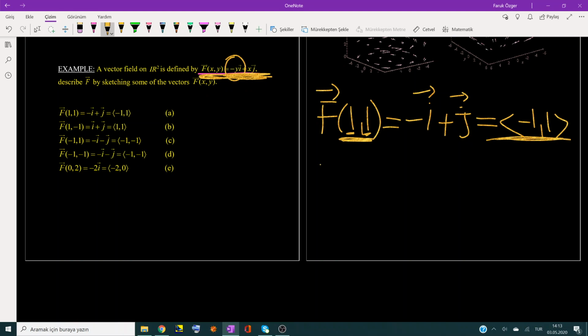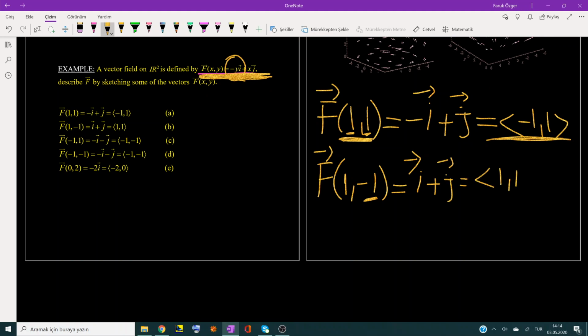At the point, for instance, (1, -1), this vector field generates the vector what? You have minus y, so minus (-1) is equal to 1, that is you have i. Since x is equal to 1, you have plus j, so it means you have the vector (1, 1). Again, for the point (1, -1), this vector field generates the vector (1, 1).